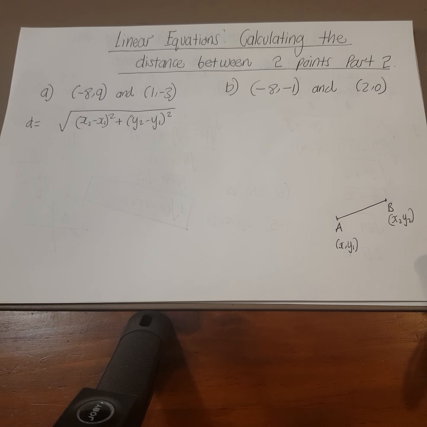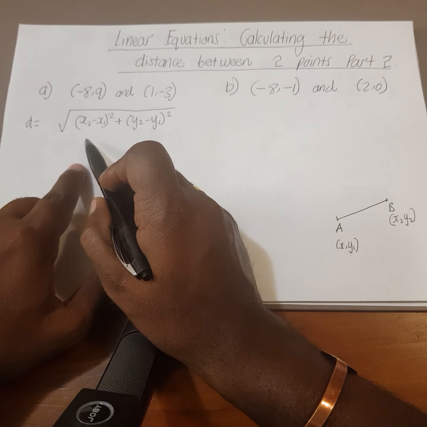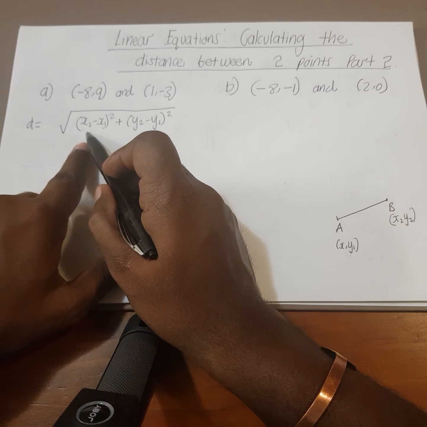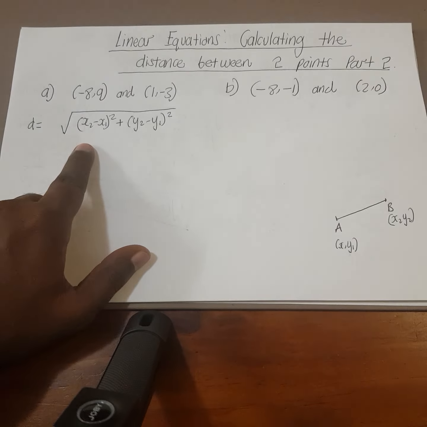All right, now in the previous video, I showed you that we need to write down the formula, because it's good practice to write down the formula and then show your working thoroughly to get to the right answer. By now you know the formula for calculating the distance between 2 points is right here. So I've just written it here for you to get started. Square root of x2 minus x1 squared plus y2 minus y1 squared.